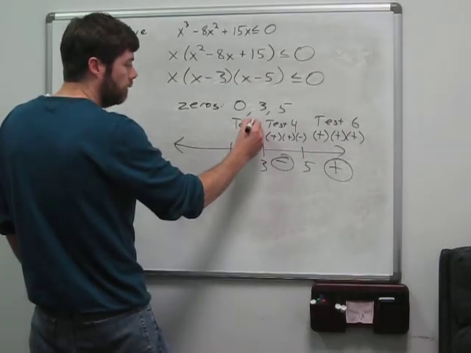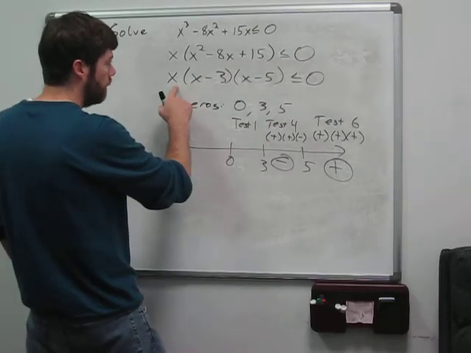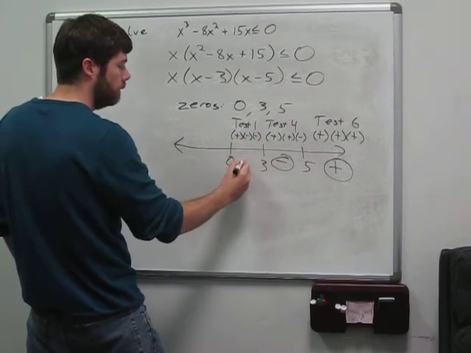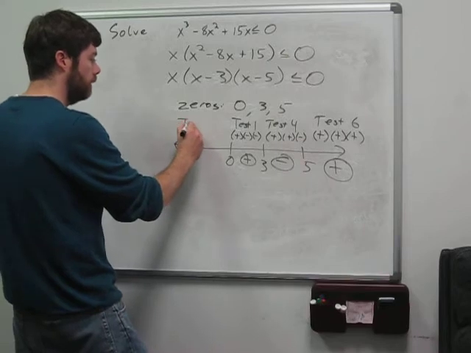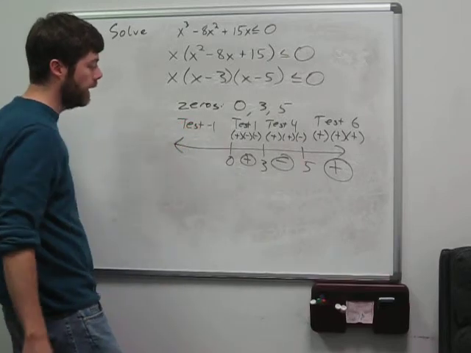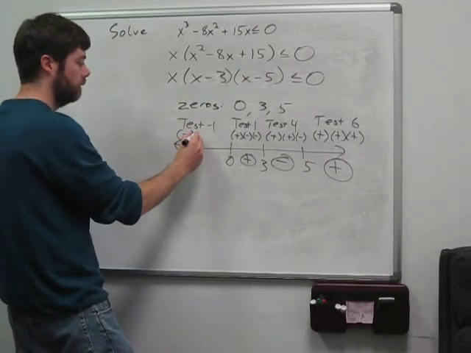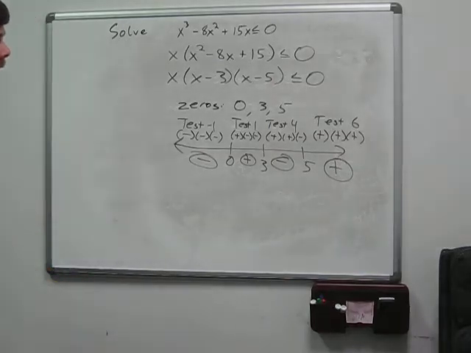Continuing with the other two subintervals, we can test 1: positive, negative, negative. So we're positive in that subinterval. And let's go ahead and test negative 1. Negative, negative, negative. Okay. So we know the sign of our polynomial in each of these subintervals.